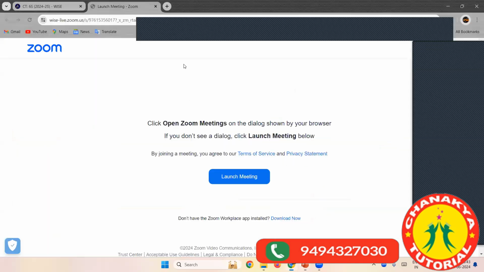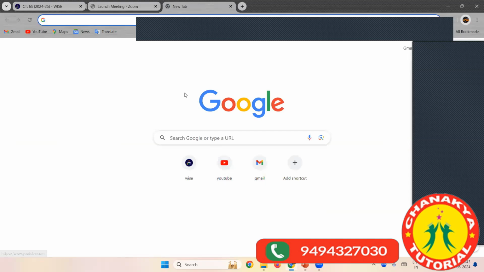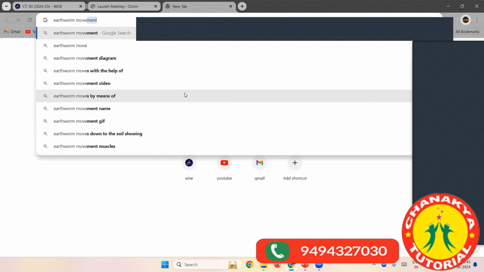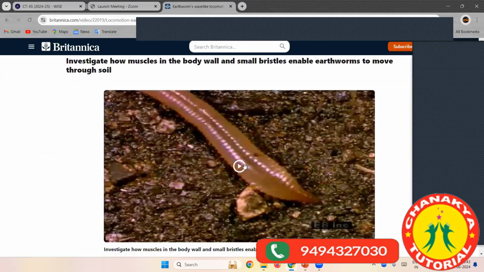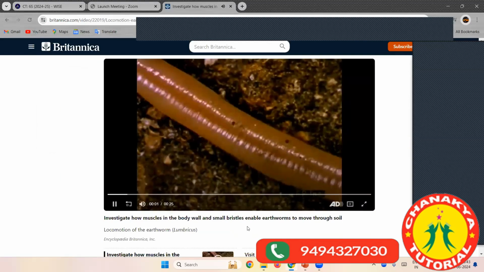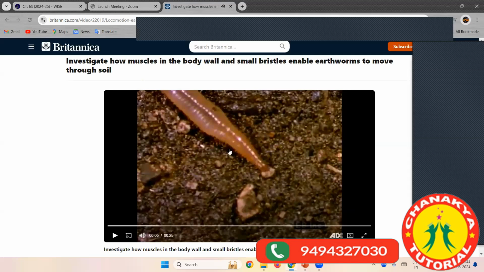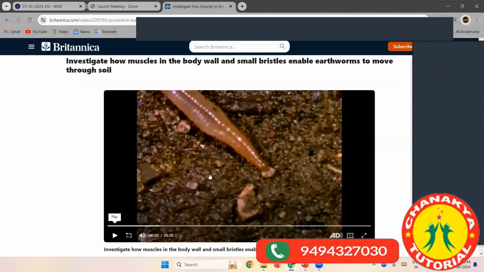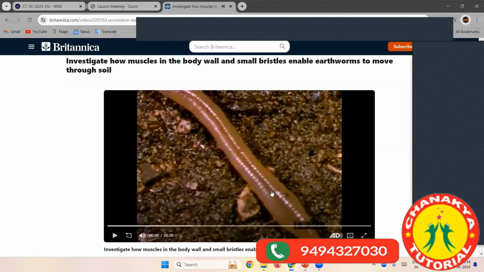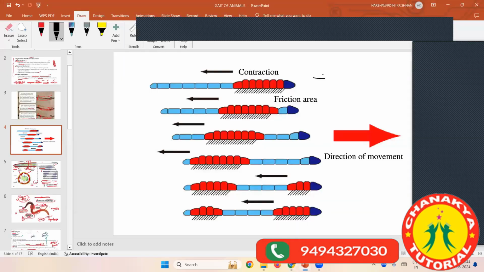See what's happening, like how it will move. I'll show you a video so that you will understand. Here, you can see that contraction and relaxation, that rhythm you can see, right? So that is how they move. When they contract, they move forward a bit. So see, from here it has moved this distance, right? From here to here it has moved. So when it contracts, it moves somewhat front. So that is what they are telling.